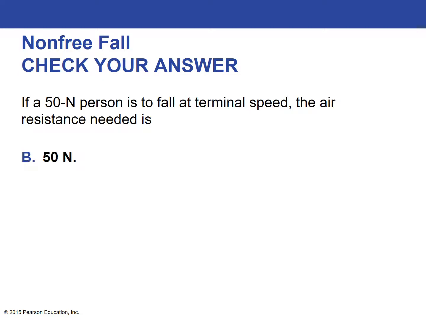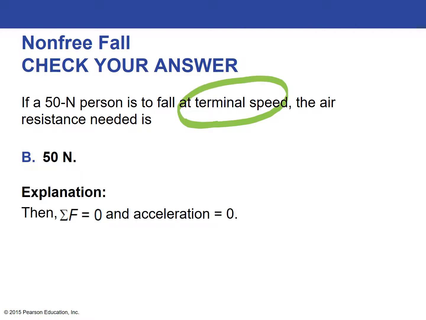The skydiver needs to have the air resistance pushing him up at the same magnitude of force as gravity is pulling him down. And that is the definition of terminal speed. We are at terminal speed when the summation of forces equals 0, and that makes acceleration be 0.